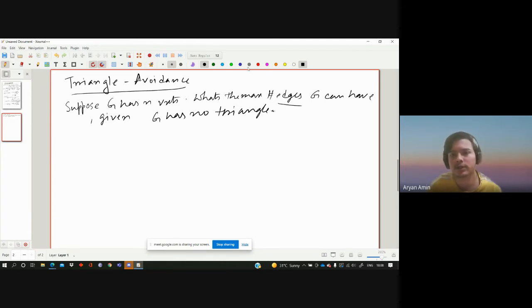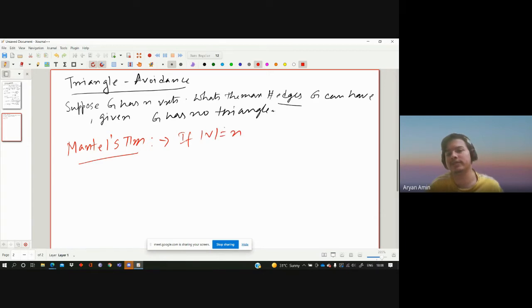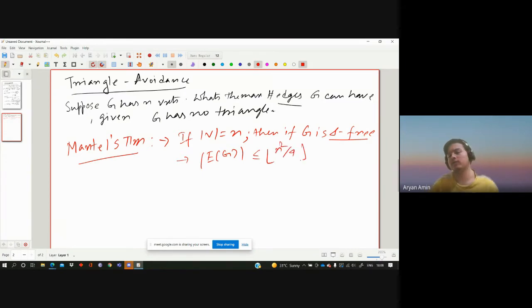It turns out Mantel's theorem gives us the answer. The theorem tells you that if the cardinality of V is n, so G has n vertices, and G is triangle free, we'll use the word triangle free to mean no triangles, then G has at most floor of n squared over 4 edges. So this is Mantel's theorem.